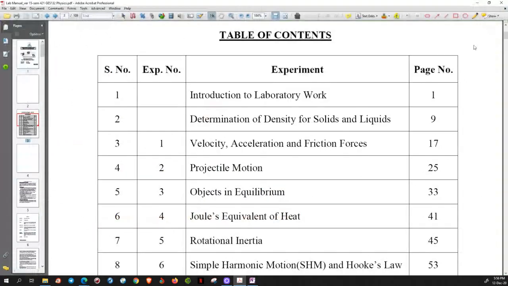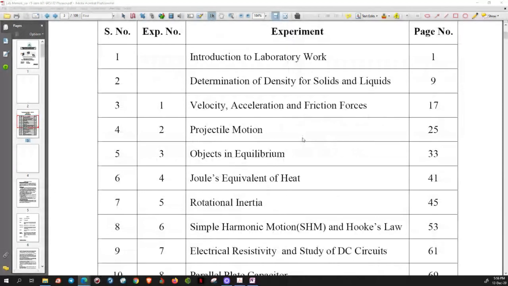So anyway, welcome to this online revision so that it may help you prepare for the final exam in practical. Let's first identify which experiments will be in the final exam. Number 1, you will have objects in equilibrium. This will be in the final exam, okay?